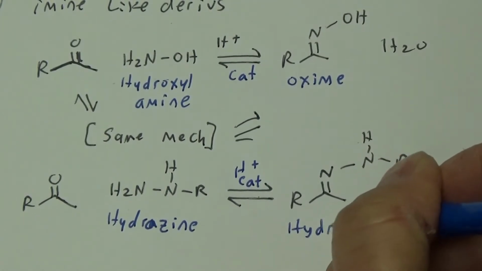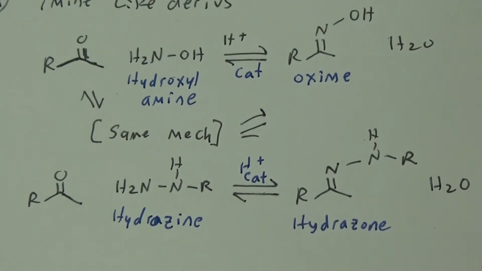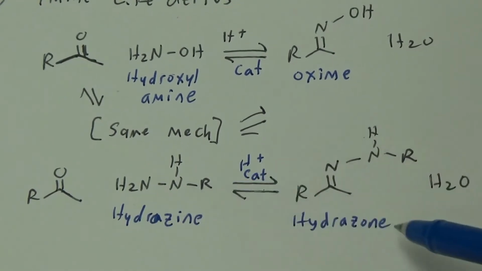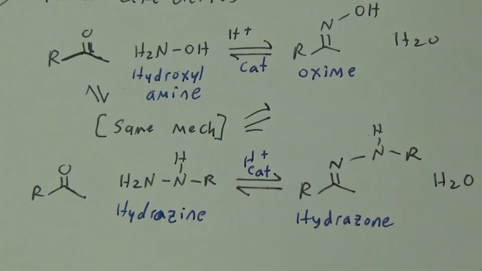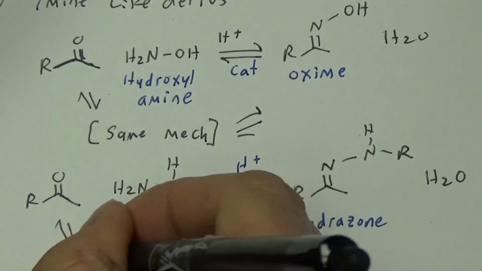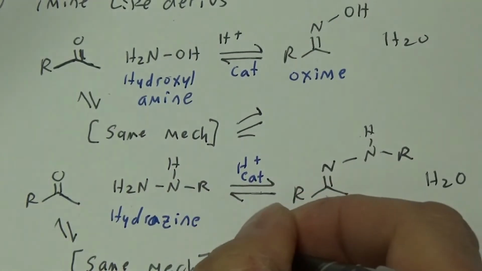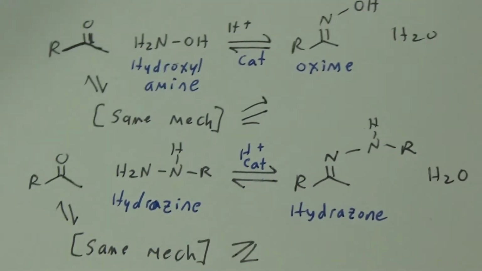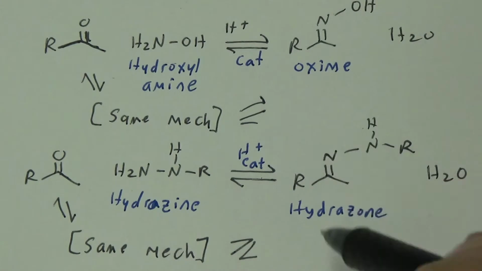Hydrazone. I don't think you'd guess that unless you read the book. Hydrazines make hydrazones. Hydroxylamines make oximes. Mechanism, exactly the same. When I say same mech, I mean same mechanism as an amine formation, because these are kind of amine derivatives. Okay.